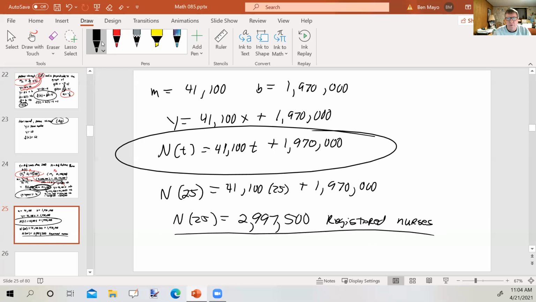So what did we do? We established what the input was, t, what the output was, n, the fact that t was the number of years after the year 2000, extracted two ordered pairs, went through, found the slope, the y-intercept, created the function, rewrote it using the correct variables.